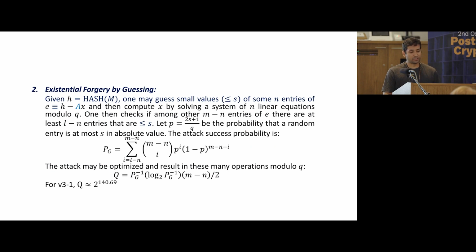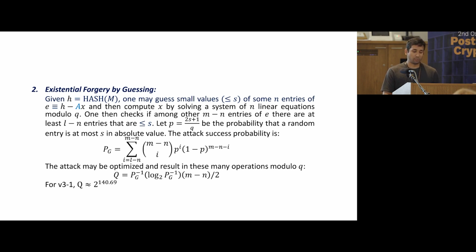Number 2, existential forgery by guessing. Given that H is just the hash of our message, one may guess small values bounded by S in absolute value for some n entries of E, and then compute X by solving a system of n linear equations modulo Q. One then checks amongst the remaining entries, which is m minus n entries of E, if at least L minus n of the entries are bounded by S in absolute value.